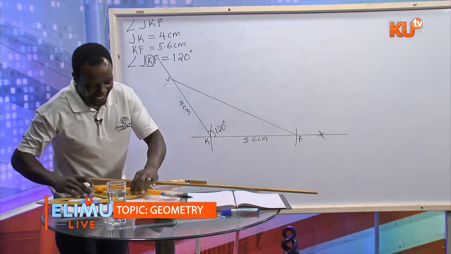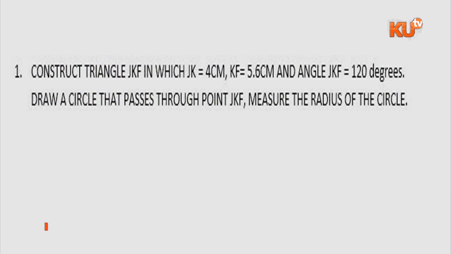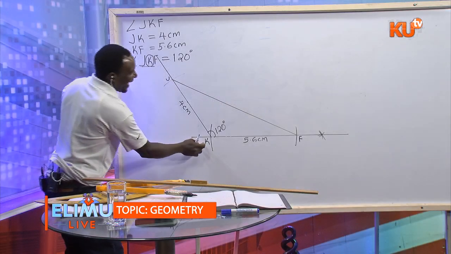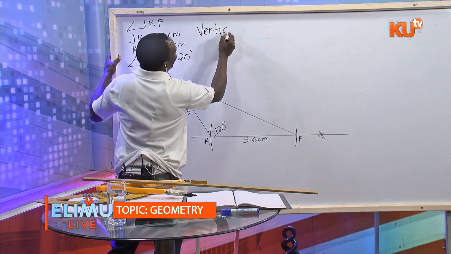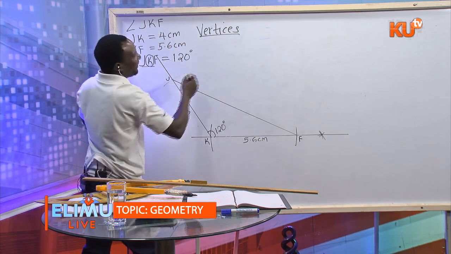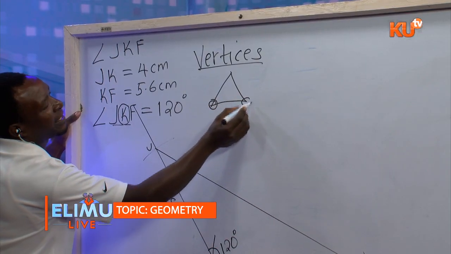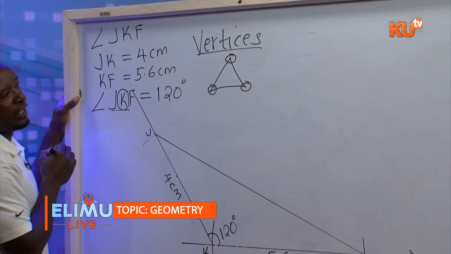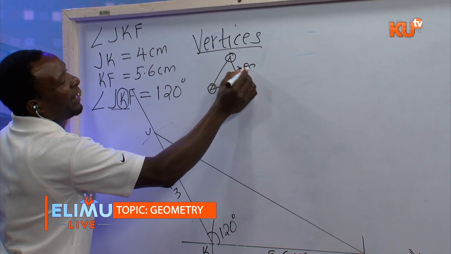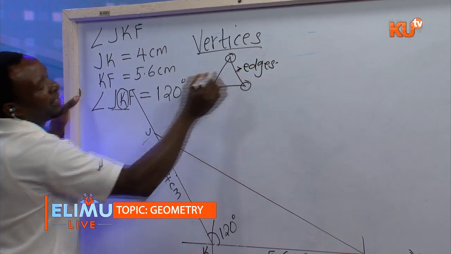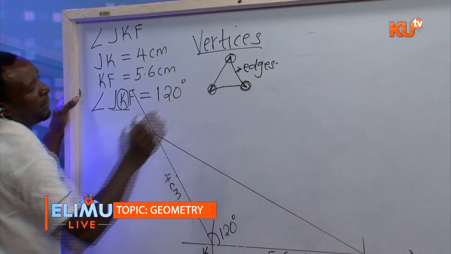Our question is asking us, draw a circle that passes through points J, K, F. So this one is the circle that is touching the vertices. Vertices, if you have your triangle here, these are the vertices. Don't confuse yourself and use this one as the vertices. These are called the edges. So our vertices are this one, which are sharp pointed.